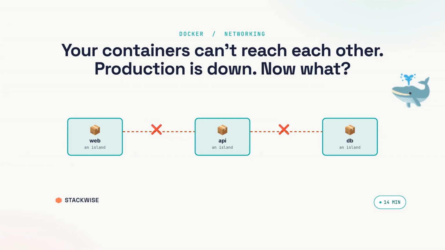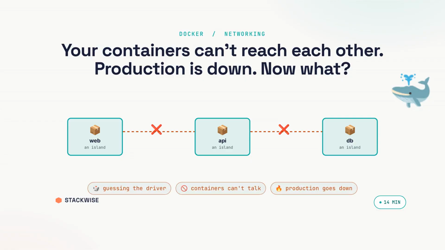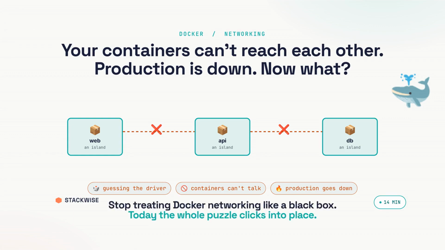You're guessing which bridge or overlay driver you're supposed to use, the connections stay broken, and production goes down. It's one of the most frustrating walls in all of Docker. So today, we stop guessing. We're solving the whole networking puzzle with clear visuals and real-world scenarios that make the architecture click instantly. By the end, you'll know exactly which mode to reach for and why. Let's open the box.